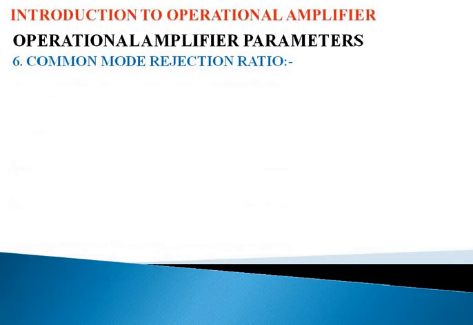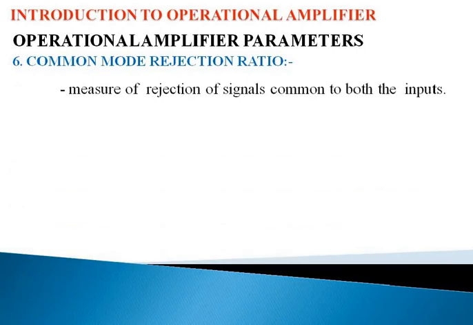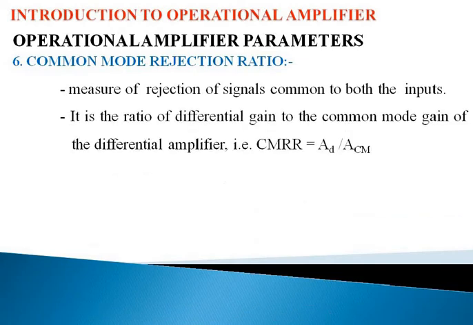Next is the common mode rejection ratio. Common mode rejection ratio is the measure of rejection of signals common to both the inputs. In ideal case, if both the inputs are same, output should be 0. So common mode rejection ratio should be infinite. It is the ratio of differential gain to the common mode gain of differential amplifier, that is differential gain by common mode gain.